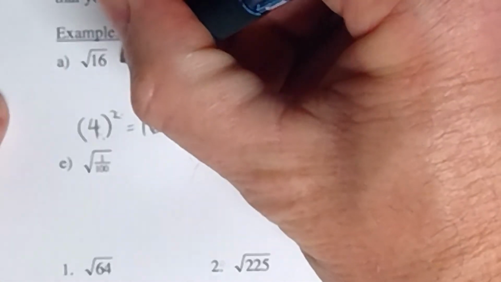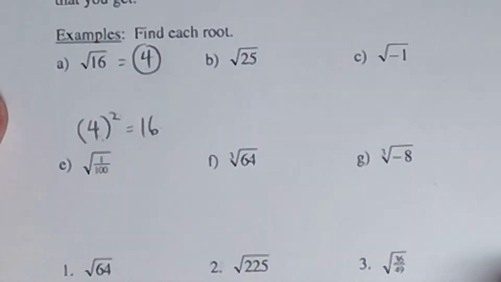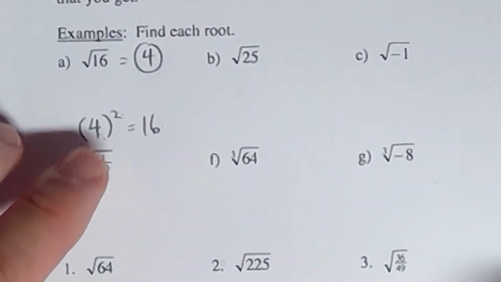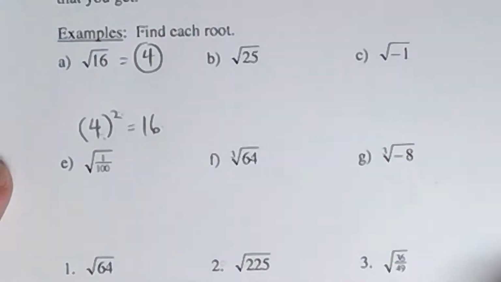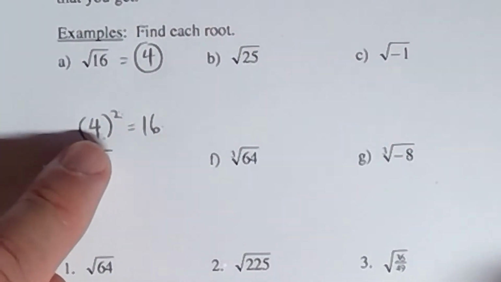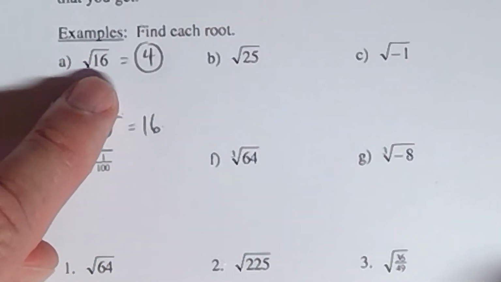And so the answer must be 4. But again, don't say negative 4, okay? A square root radical is just the positive square root. In other words, the positive number so that when you square it, it's equal to that number underneath.